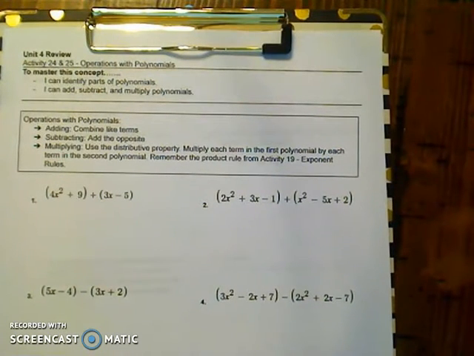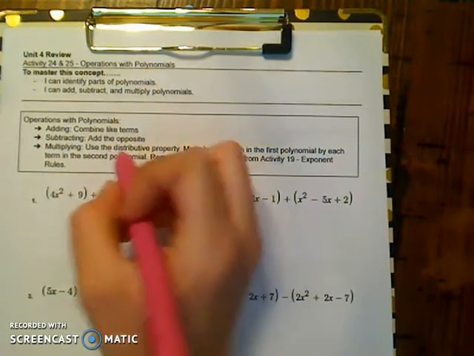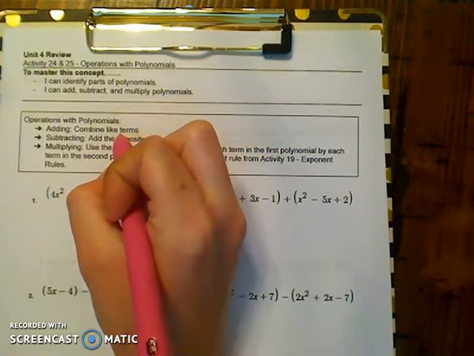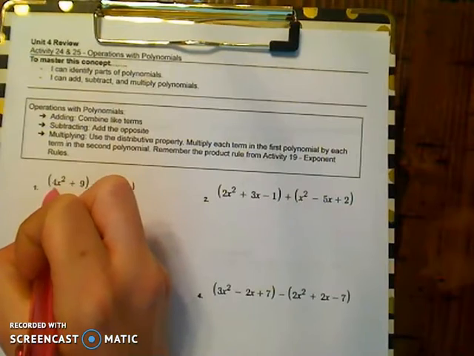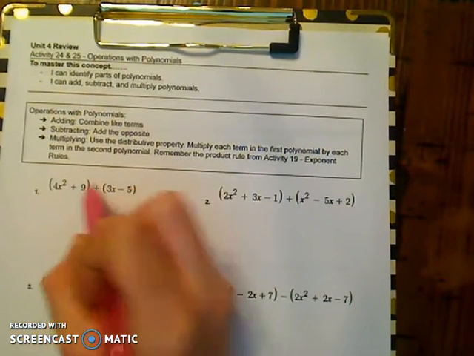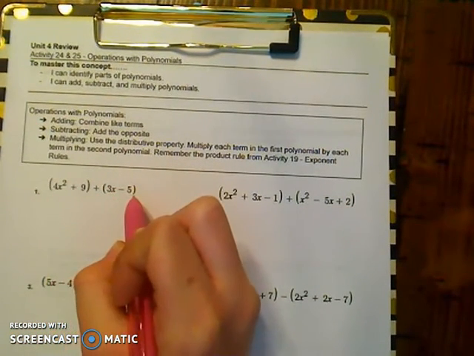Okay, now guys, when it comes to adding, we simply combine like terms. Okay, apples can only go with apples. Oranges can only go with oranges. Therefore, x squareds can only be combined with x squareds. X cubes can only go with x cubes. Okay, if it doesn't have a partner, if it doesn't have a like term, just bring it down. Okay, so let's look at this first example here. All right, I have 4x squared plus 9 plus 3x minus 5.